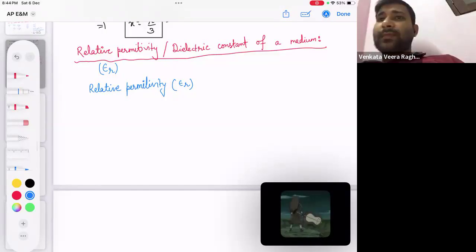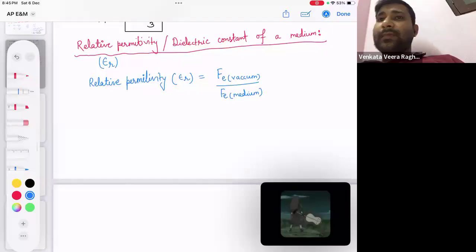Okay. So relative permittivity is what? It is the ratio of electrostatic force in a vacuum to the electrostatic force in a medium. Let's say there are two charged particles. We kept the two charged particles in the vacuum, so they will apply force on each other by 1 by 4 pi epsilon naught q1 q2 by r square, right? If I keep the same two charged particles in the water, what will happen?